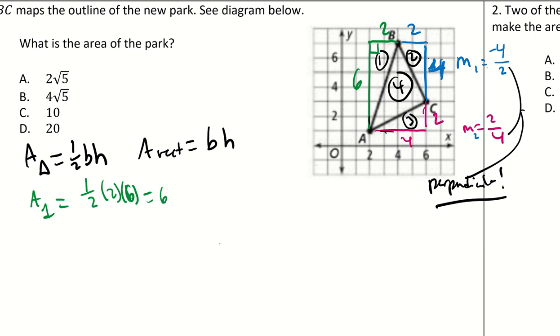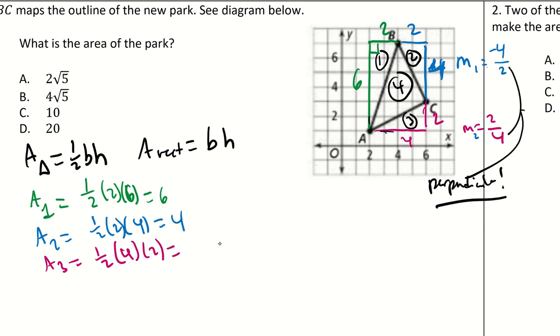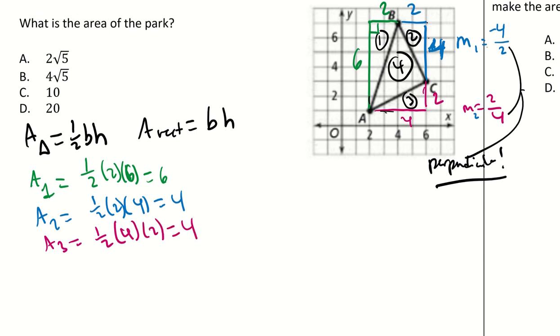Let's do the area of the blue triangle, which we'll call area 2. It's 1/2 base times height, 2 times 4. 1/2 of 2 is 1, so this is 4. And then the red triangle, A3, 1/2, and the base is 4, the height is 2. 1/2 of 4 is 2, 2 times 2 is 4. And then we don't know the area of triangle 4, that's what we're trying to find.